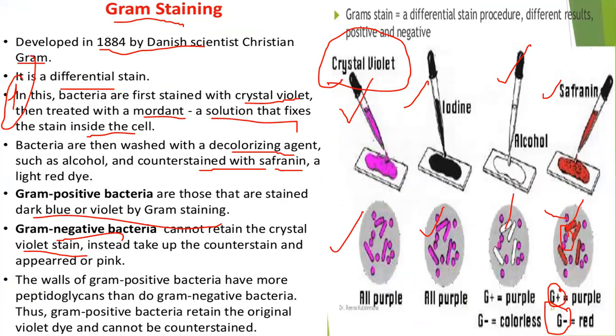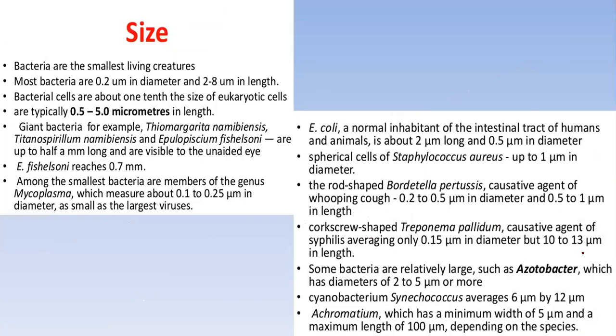Gram positive is more virulent because they have lots of peptidoglycan layers over that, which makes the cell wall stronger, and it is harder to break or dissolve with any of the antibiotics. So they are more antibiotic resistant.